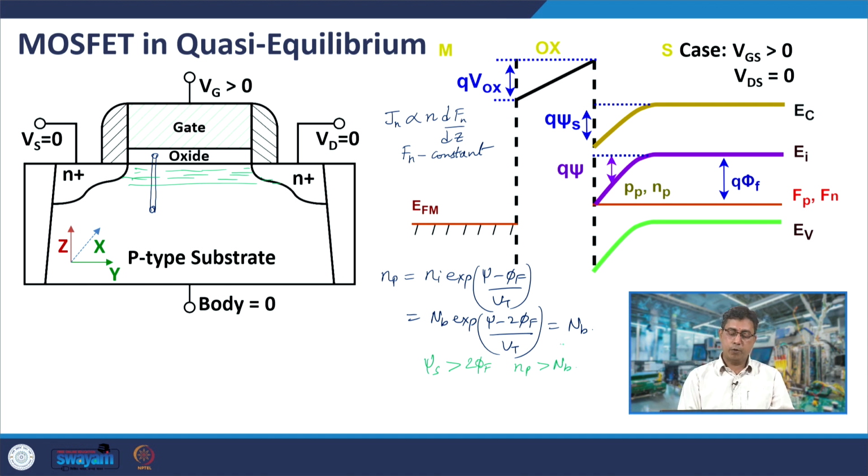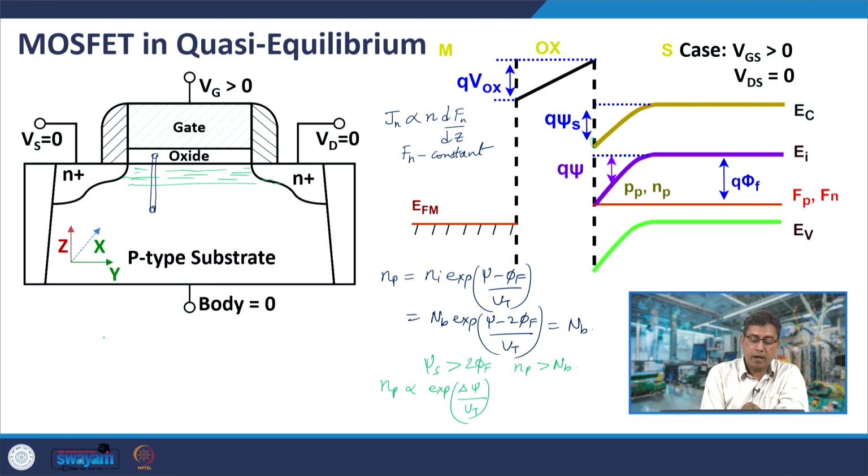After this, what would be the hole concentration? The electron concentration here would be equal to NB, and the hole concentration would be quite small, equal to Ni. Now, you increase the value of the gate voltage. What would happen? If you further increase the gate voltage, the electron concentration would increase exponentially with further increase in surface potential.